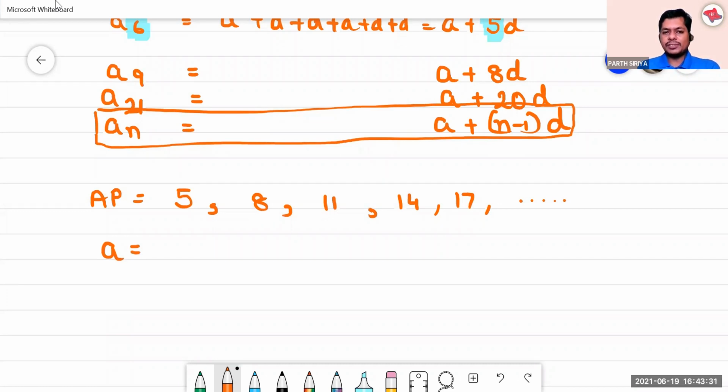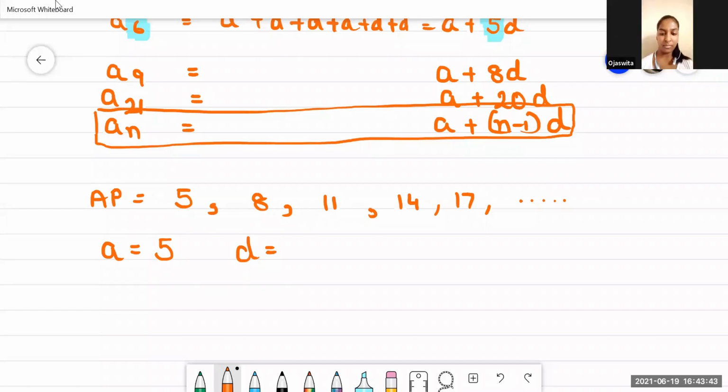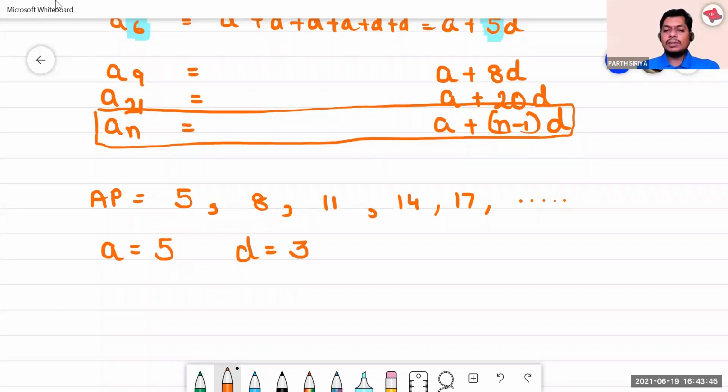सबसे पहला नंबर कौन सा है? 5. 5, करेक्ट. कितने का डिफरेंस है 8 and 5 के बीच में, या 11 and 8 के बीच में? What is the difference? 3. 3, करेक्ट. और हमें मैंने कौन से नंबर ढूंढने को बोला था? आपको एथ टर्म ढूंढने को बोला था.